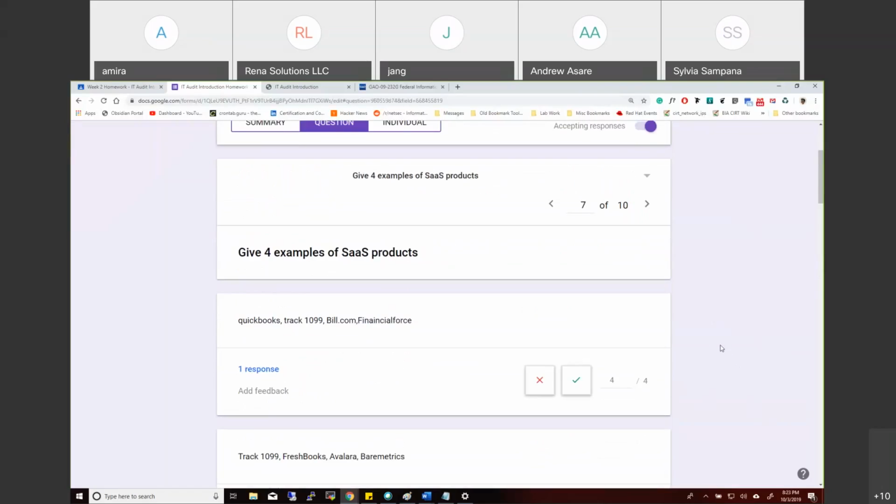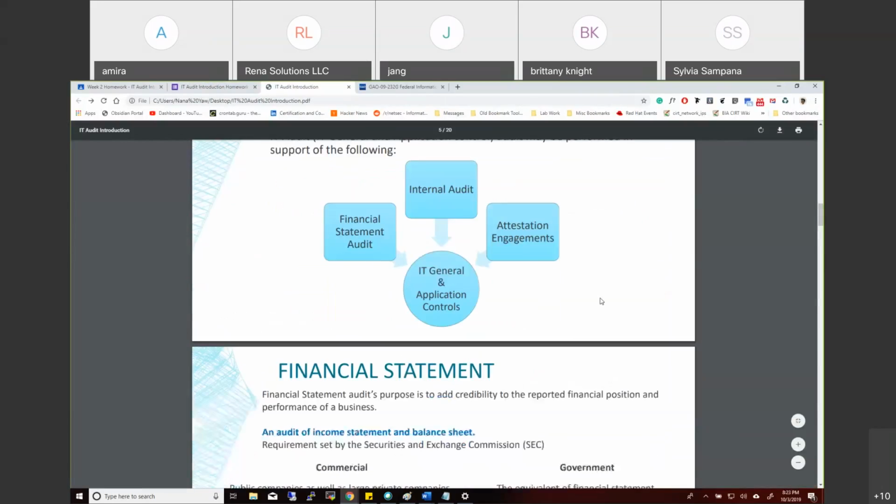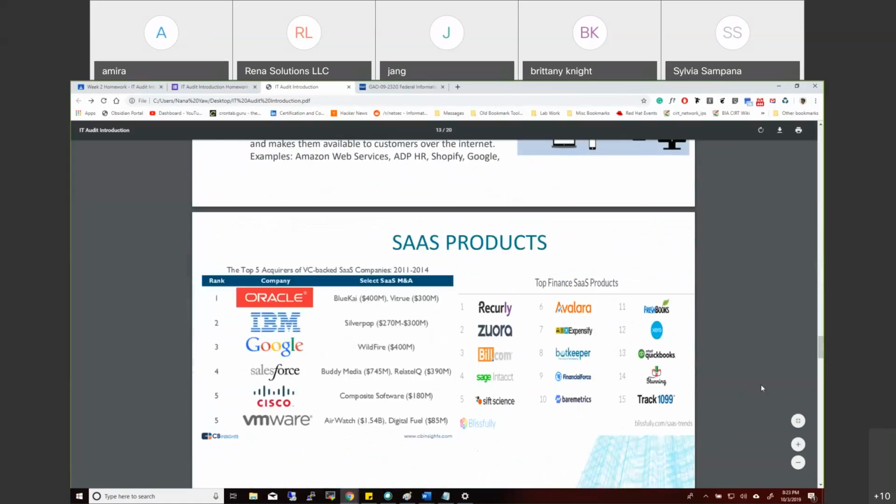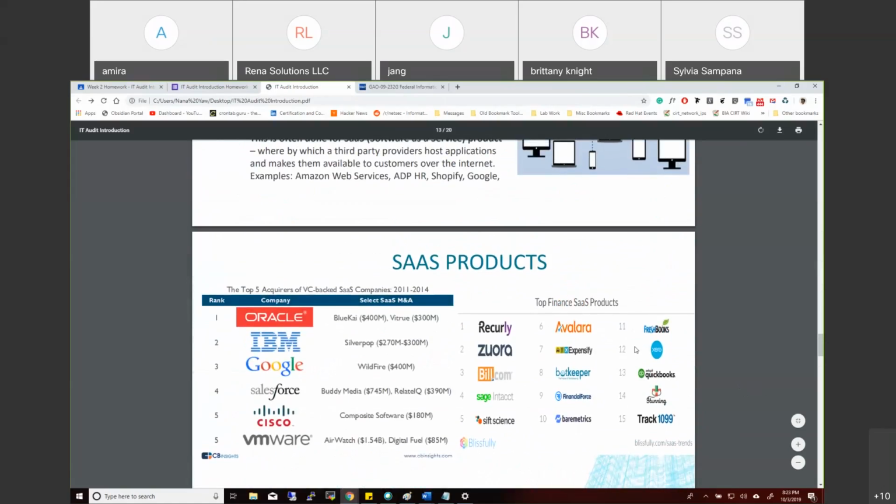Give 4 examples of SaaS products. I'm sorry, was I supposed to answer a question? It's okay, I'll give you another one. Okay, cool. Give 4 examples of SaaS products. We have QuickBooks, Track1099, Bill.com, Financial Force. So pretty much any of the SaaS products that we have on here, you could have listed any of these.